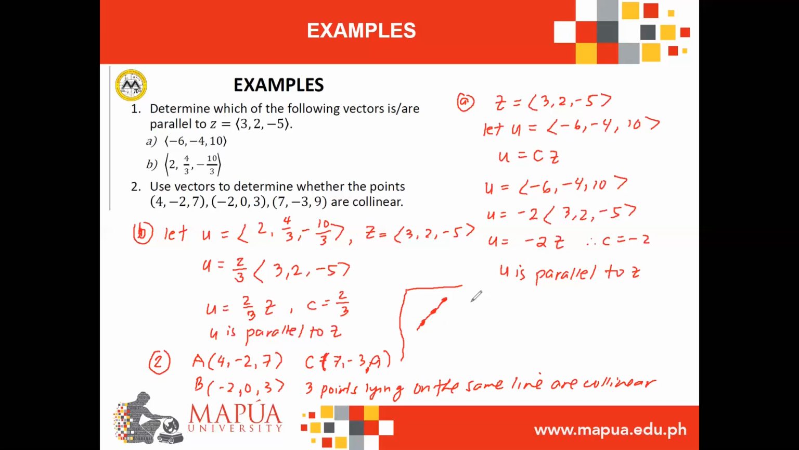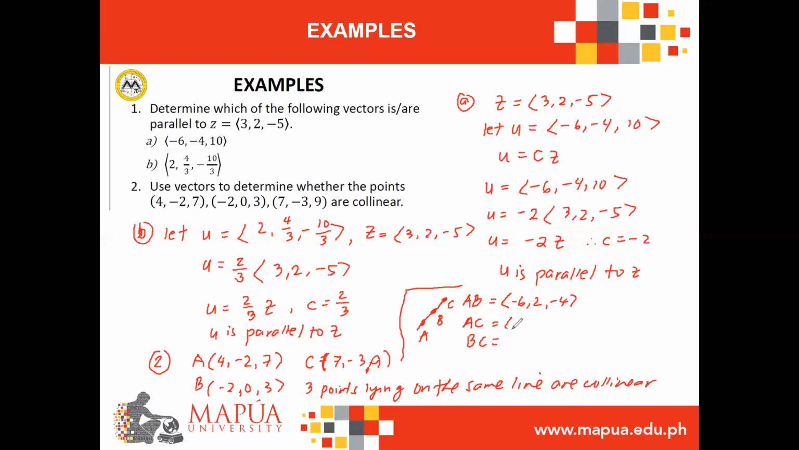So what you will do is to obtain the components of your vector AB, vector AC, and vector BC, if these are your points A, B, C. So we can do that. So let's now find the components of your vector AB. Again, we have the initial point A, and point B is the terminal. So we have to get all the components: -2 - 4, we have it as -6. 0 - -2 is +2. 3 - 7 is -4.